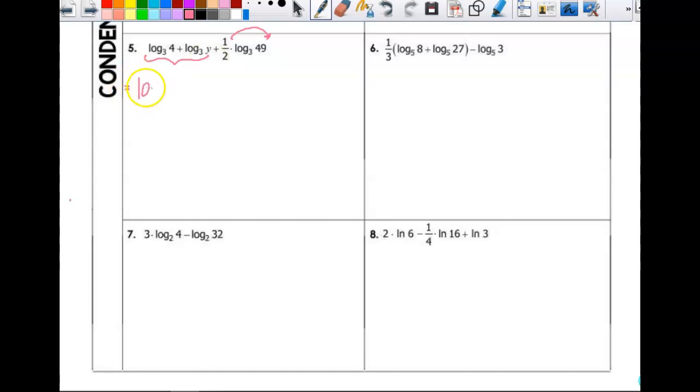So this would give me log base 3 of 4y plus, so when this comes up here as a 1/2, what's 49 to the 1/2 power? 7, so this is log base 3 of 7. Then I'm adding 2 logs with the same base. I condense it into a single log, and I multiply the 2 arguments, and it gets me 28y.